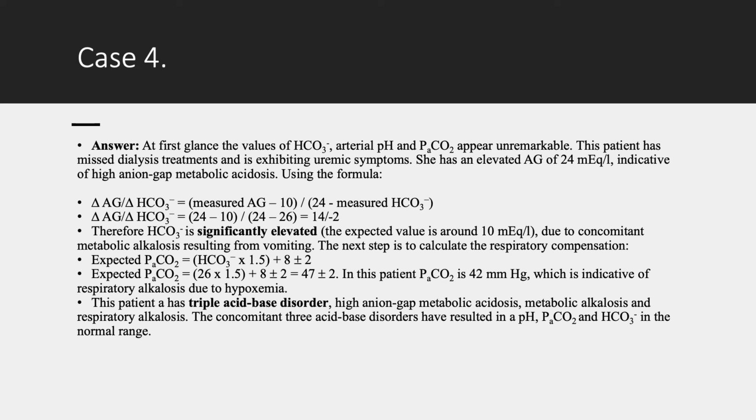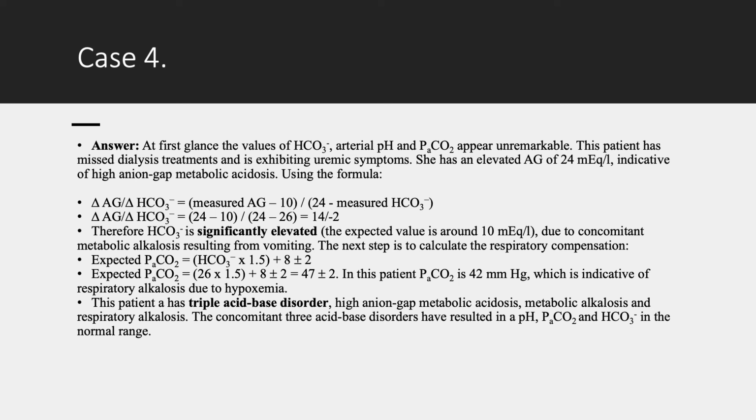Now, look at the delta anion gap, delta bicarb. The anion gap is 24, so it's up by 14. 24 minus 10 is 14, while the bicarb is 26. So if the anion gap went up by 14, the bicarb should go down by 14. So the expected bicarb is 10, but it's 26, so it's really elevated. So here, not only do we have high anion gap metabolic acidosis, we have metabolic alkalosis due to vomiting. How do we know? Well, the bicarbonate, instead of it being down, it is up.